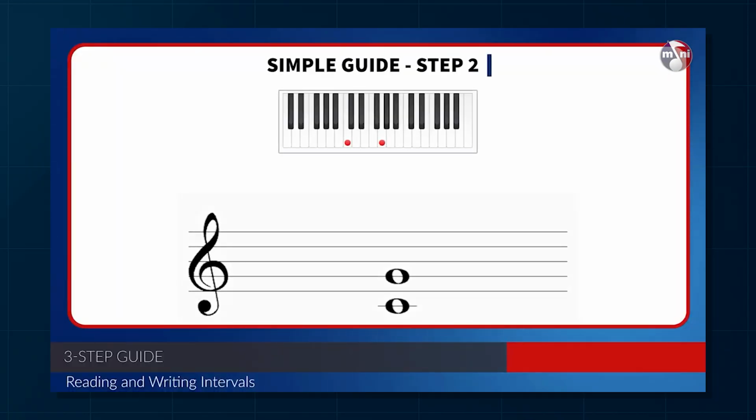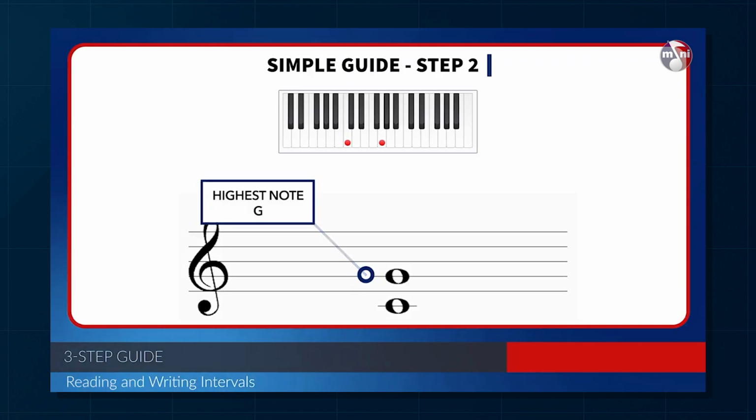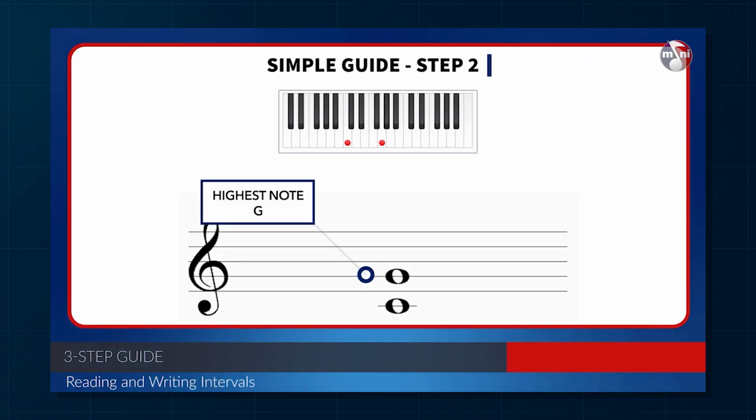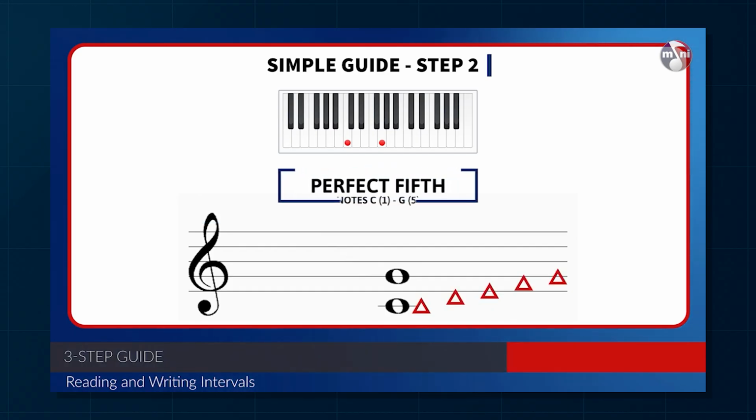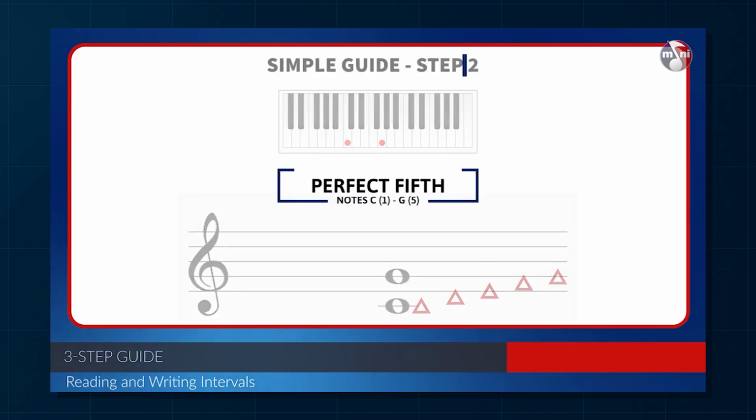Really important. Step number 2. Identify the high note and then name it. Go back to your lower note and then count how many steps there are from the low note, being 1, to the higher note. In this example, we have 5 steps, which means this is known as a perfect fifth.